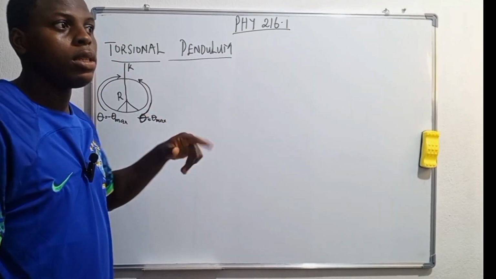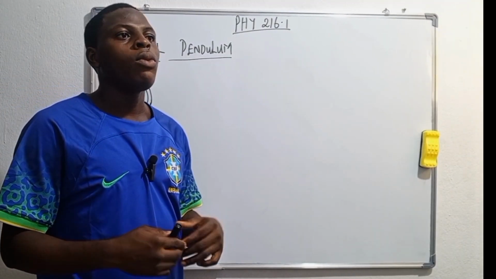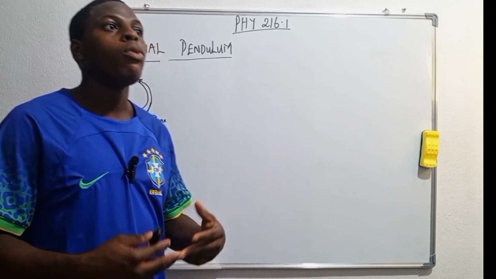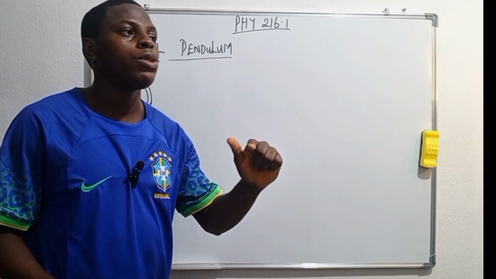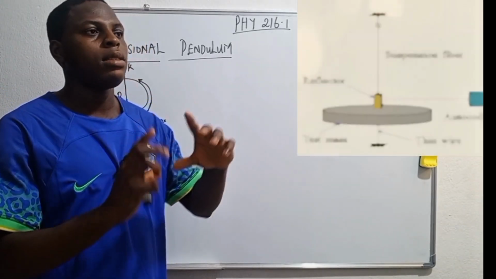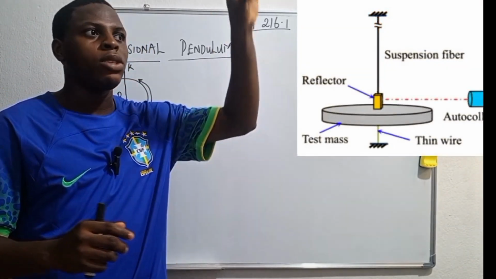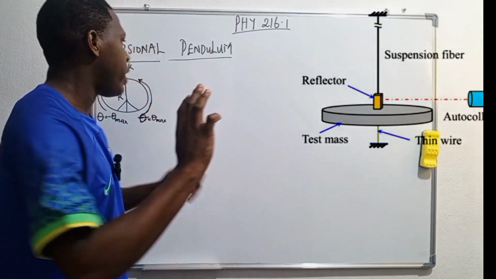Let's talk about the torsional pendulum. Basically, the torsional pendulum is one of the systems that undergo simple harmonic motion. The torsional pendulum is just like a disc tied to a rope, and that rope is suspended from the ceiling. So what happens is you are going to apply a force.